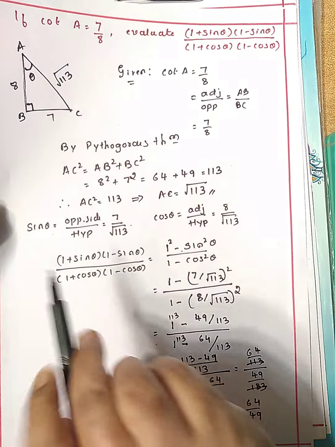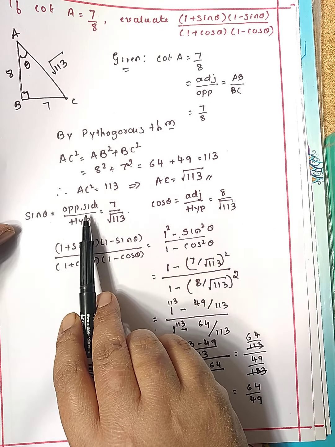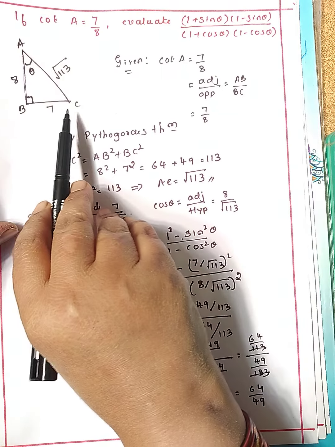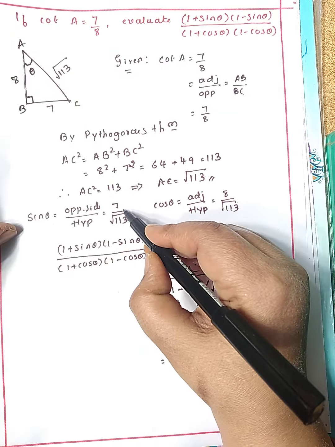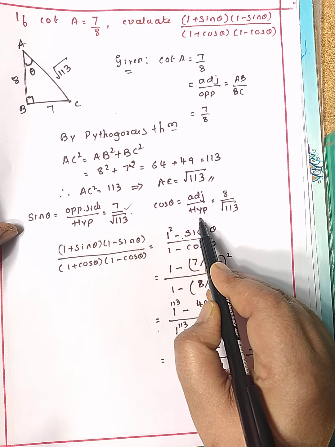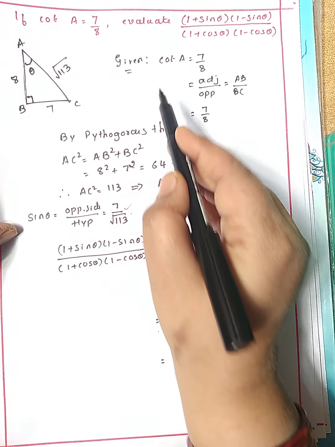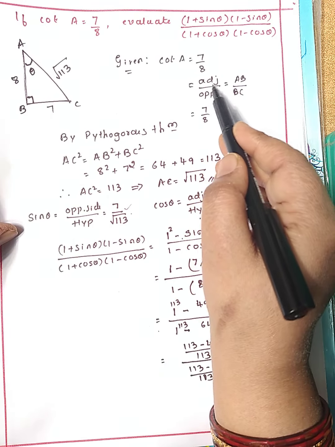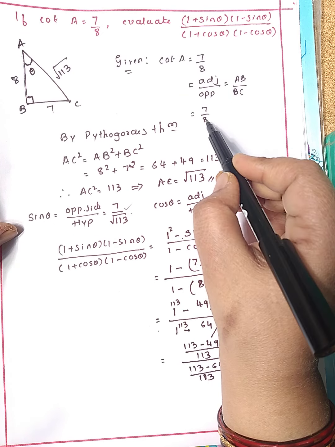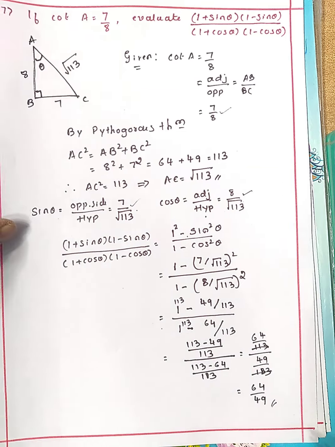See here, anything wrong in this question? Sine is opposite by hypotenuse. Sine theta is opposite by hypotenuse. It's correct. And cos theta is adjacent upon hypotenuse. This is also correct. And for cot, adjacent by opposite, this is also correct. So this is the answer.